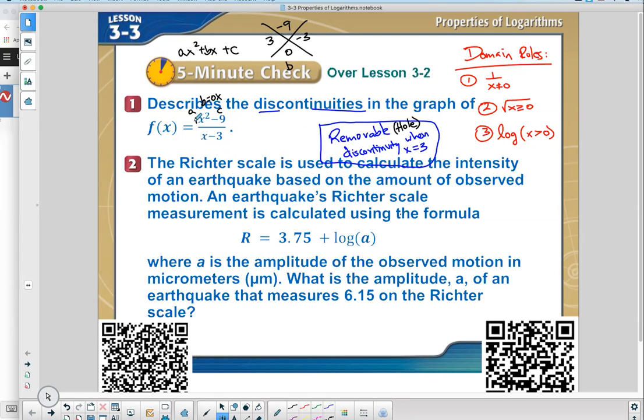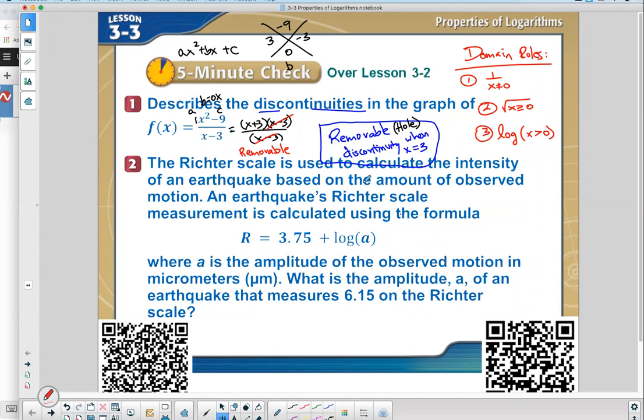So factors of -9 that add to 0 are 3 and -3. That means the top could factor to be x plus 3 times x minus 3. And then the denominator we had x minus 3. Do you see how these two can cancel each other out? Another name for cancel is remove. We can remove those. So that's why it's removable when x equals 3.